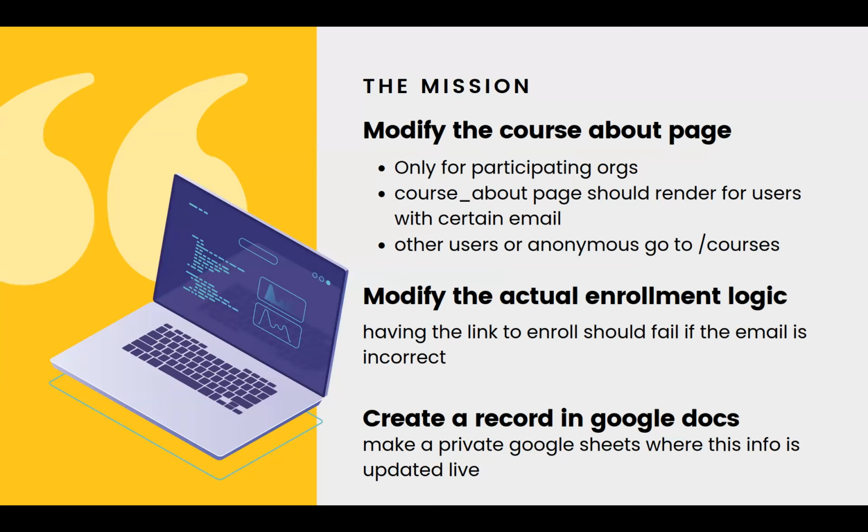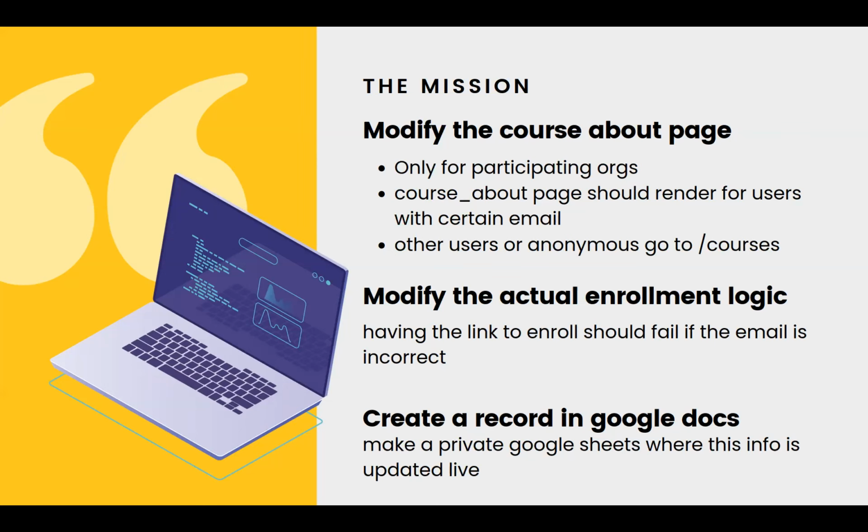We want to modify the course about page, and that's the setup for this. That's the mission for today. We want to modify the course about page. So for some organizations, but not others, well, by organization, I mean the org part of the course, like org, course, run. Only some organizations will have the course about page hidden, but not completely. Only if their students, so someone with an email domain that matches some rule that we have, will be able to see that. Otherwise, they get redirected to courses.